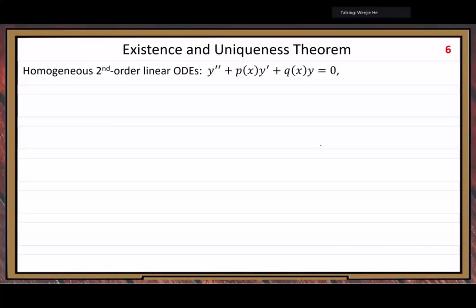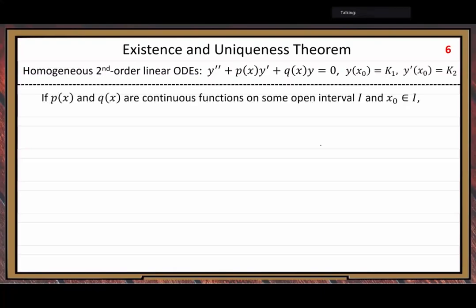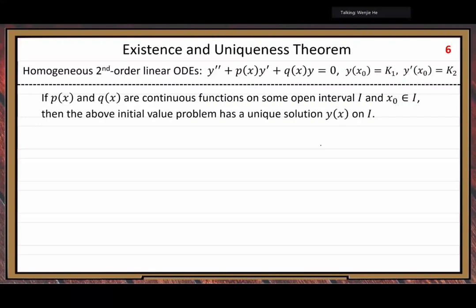Homogeneous. So this is linear, right? So, homogeneous linear, initial value problem. If the P function and Q function are continuous functions on some open interval I, and x0 is in this interval, then the above initial value problem has a unique solution on this I. So simple, right? It has a unique solution, which covers both existence and uniqueness.